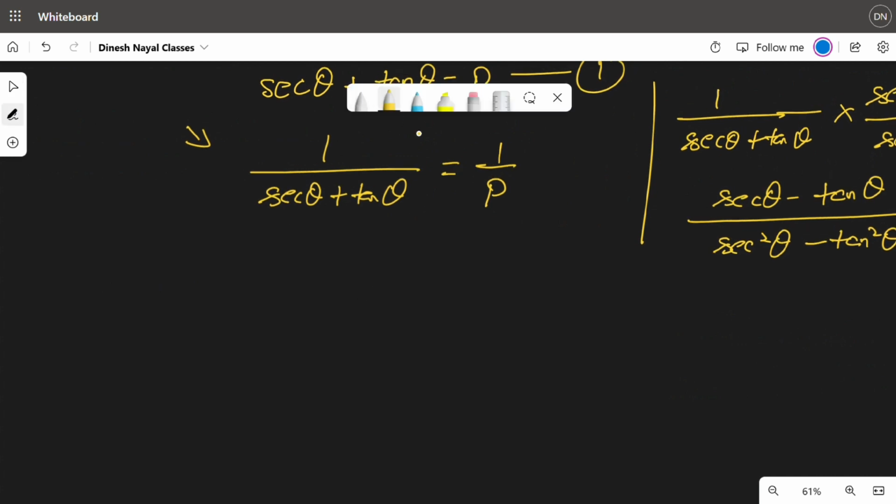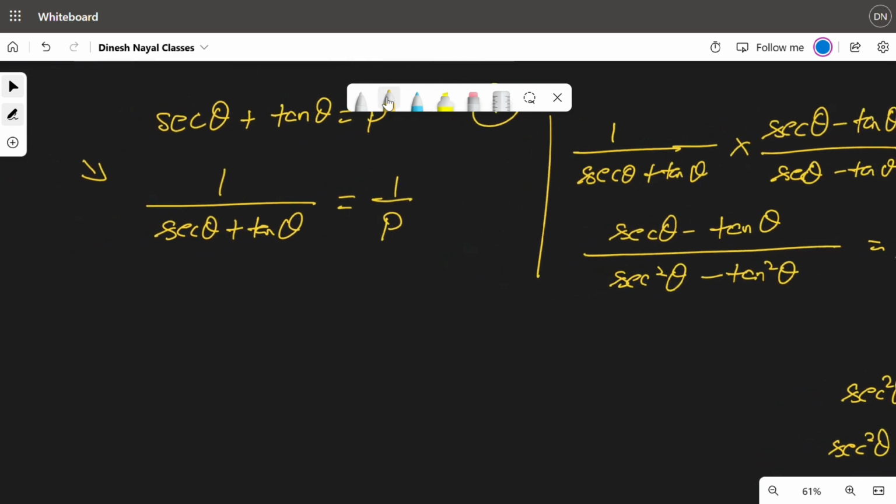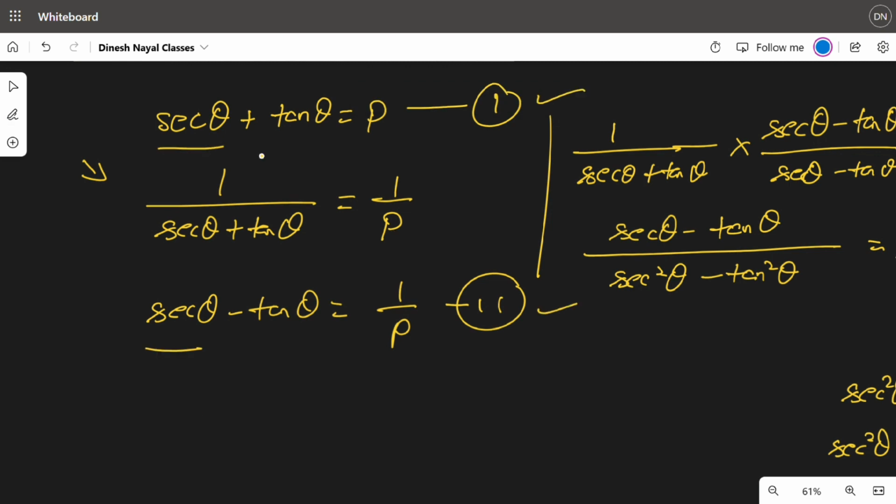You can write sec theta minus tan theta as we have just done. So you can write sec theta minus tan theta equals 1 by P, and you can take this as equation number 2. I'm writing the other equation down: sec theta plus tan theta equals P. So this is equation 1. Now you have to subtract the equations.